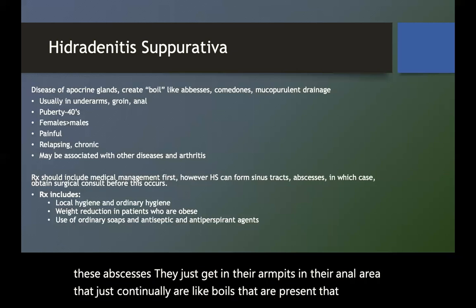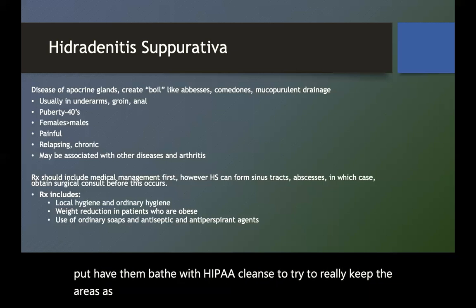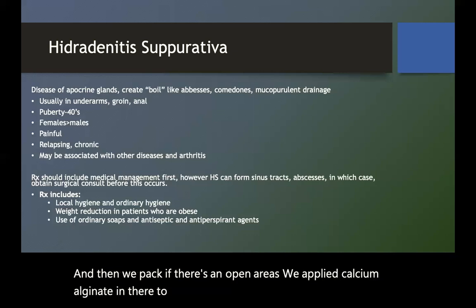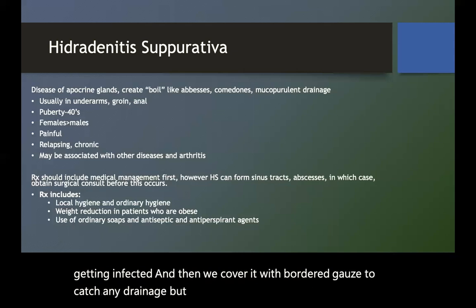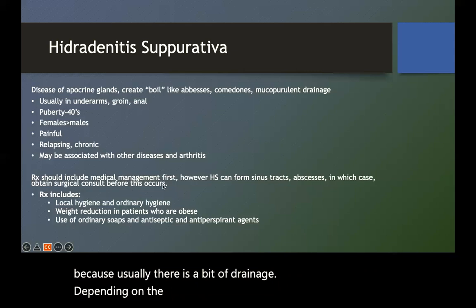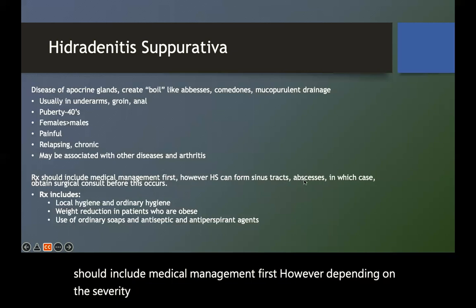So we have them bathe with Hibiclens to try to really keep the areas as clean as possible. And then we pack, if there are open areas, we apply calcium alginate in there to help dry it up and keep it from hopefully getting infected. And then we cover it with bordered gauze to catch any drainage. But these dressings have to be changed daily because usually there is a bit of drainage, depending on the severity of it. So obviously the treatment plan should include medical management first. However, depending on the severity of the abscesses, that's when you would need to consider a surgical consult.